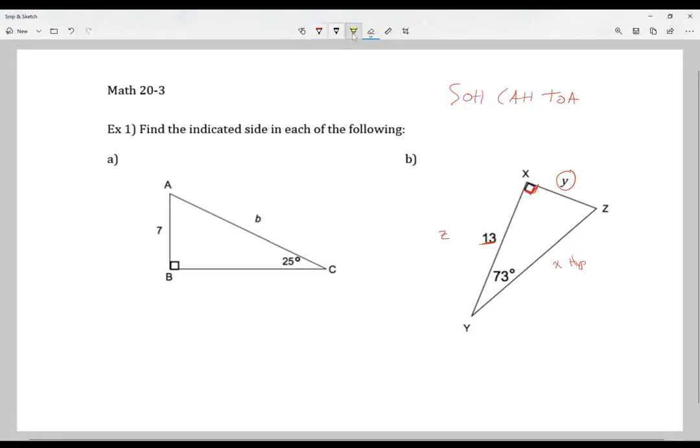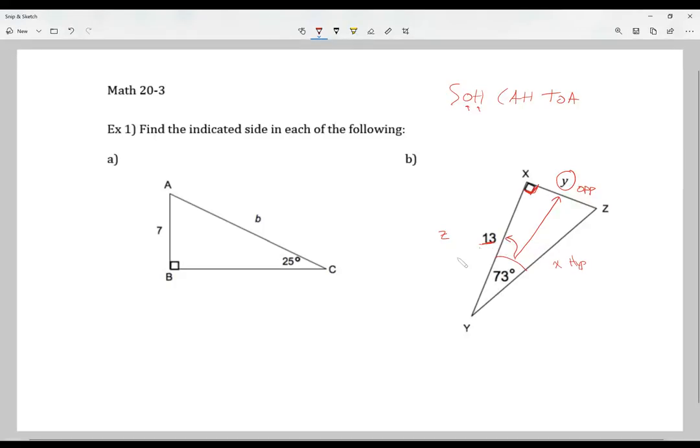So we don't know y. We know z, we know this side length right here, and we know the angle of Y is 73 degrees. So using SOHCAHTOA, we have to decide which one we're going to use. Are we going to use sine, which is the opposite over the hypotenuse? Well, look at my angle that I know. The side across, that's what I'm looking for. That's the opposite side to my angle. So that's positive for sine. And then are we using the hypotenuse as well? Well, no, we actually don't have the hypotenuse.